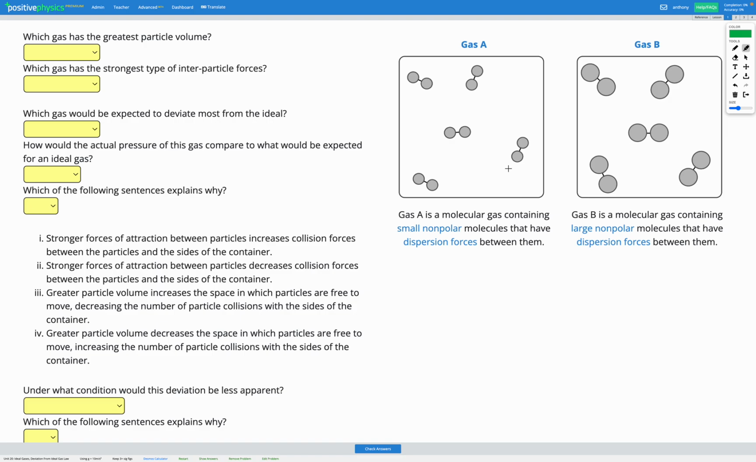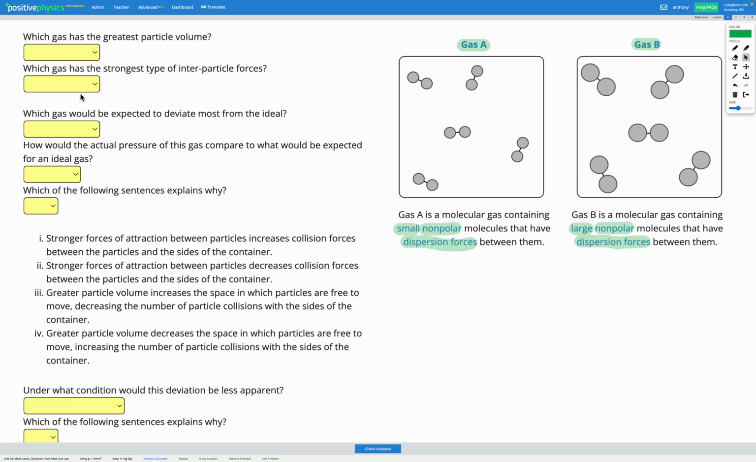In this question, we're comparing two gases. We have gas A, which is a molecular gas containing small, non-polar molecules that have dispersion forces between them. Gas B in this question is also a molecular gas. This time it contains large non-polar molecules that also have dispersion forces between them. So the difference between gas A and B in this question is the size of the particles. Gas A has small molecules, gas B has large molecules.